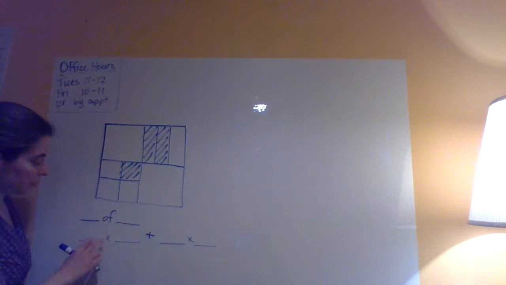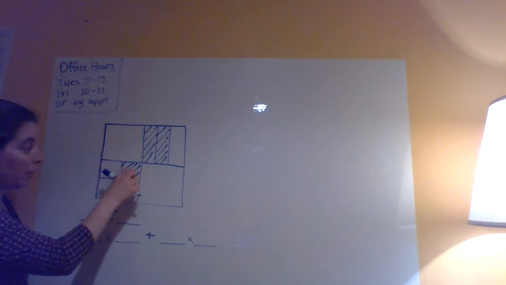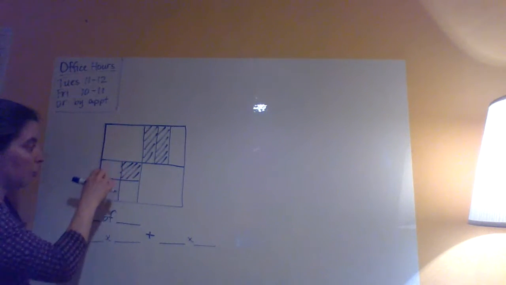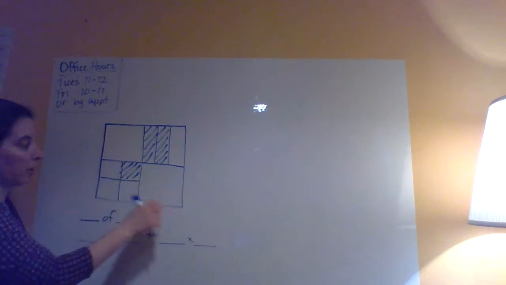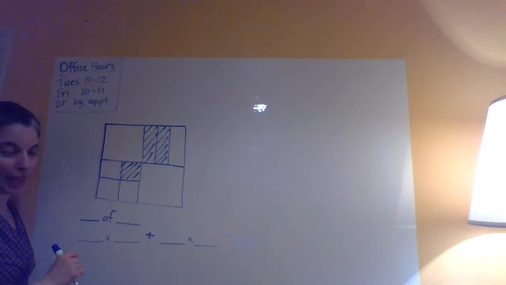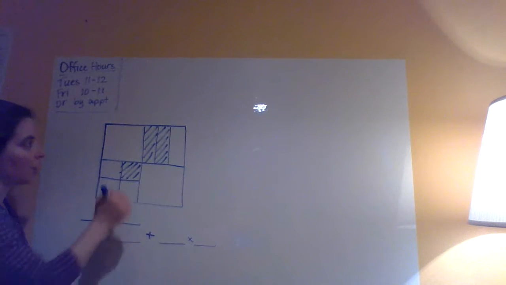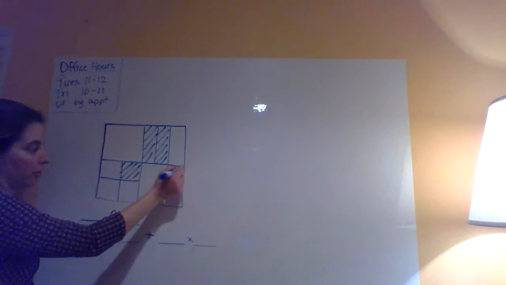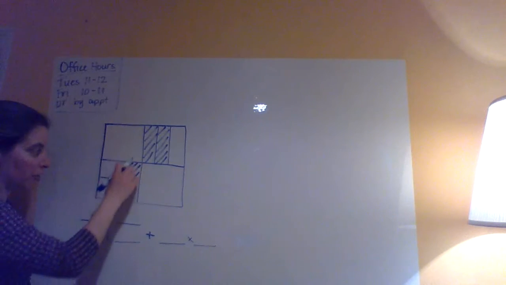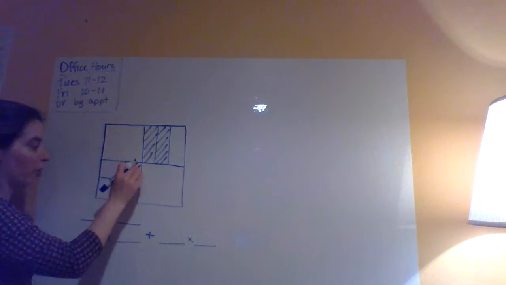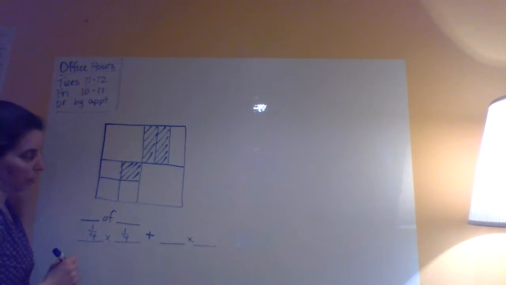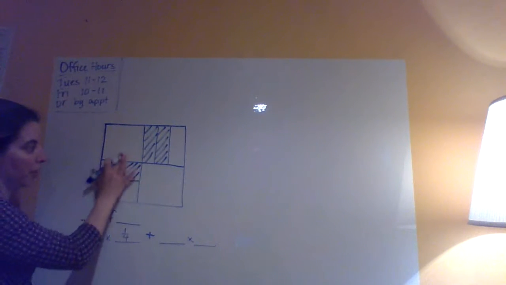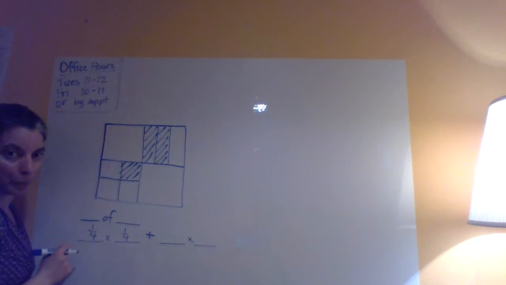So, fraction times fraction. Let's look at this one. So, this part that's shaded is 1/4 of 1/4 of the whole square. Okay, so let's think about that again. If we think about this one first, this square was cut into fourths. Then I took this fourth and I shaded 1/4 of that fourth. So 1/4 times 1/4. 1/4 of this quarter over here.